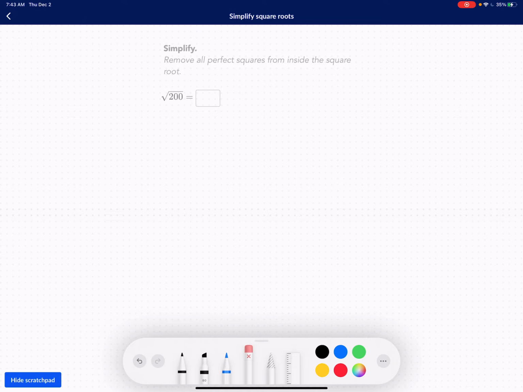So today we are going to be talking about how to simplify square roots. I want you guys to pause the video and try this problem on your own. Okay, so I'm assuming that you did. So I have square root of 200.